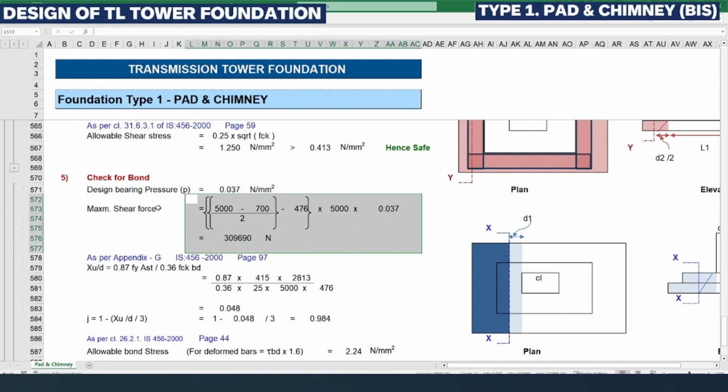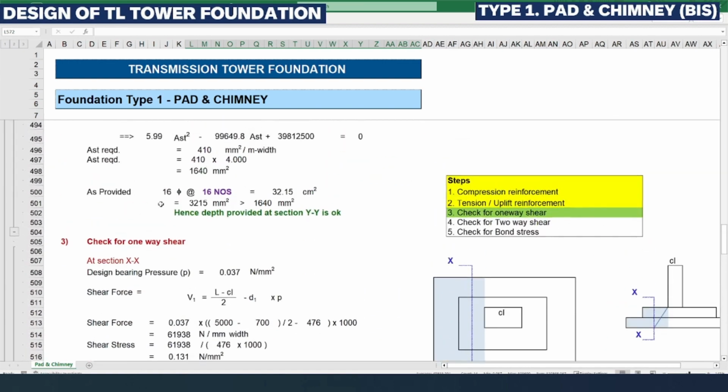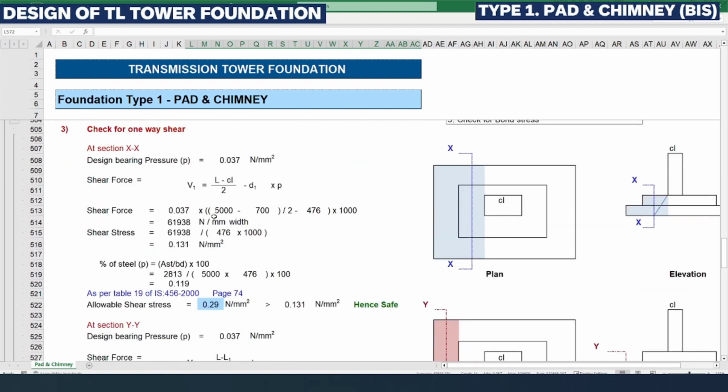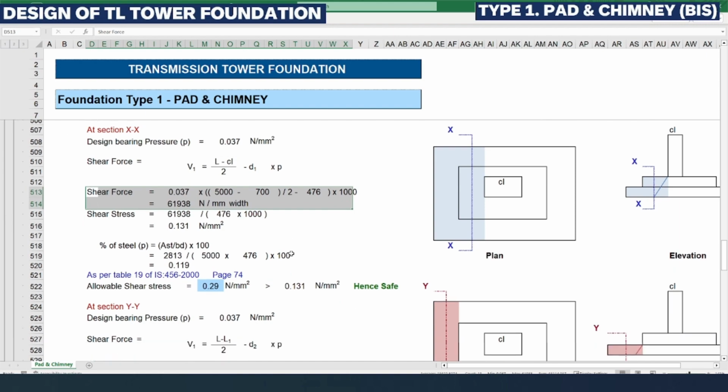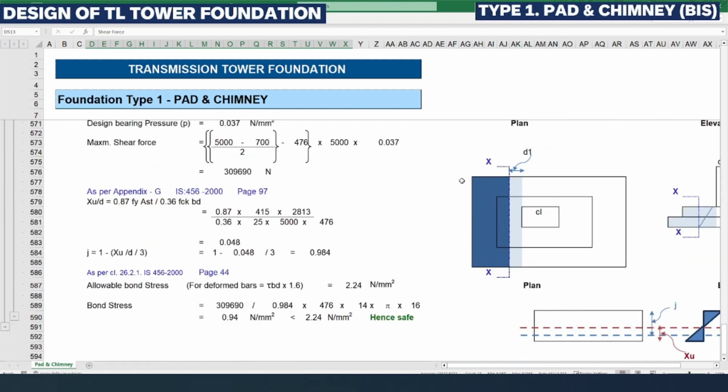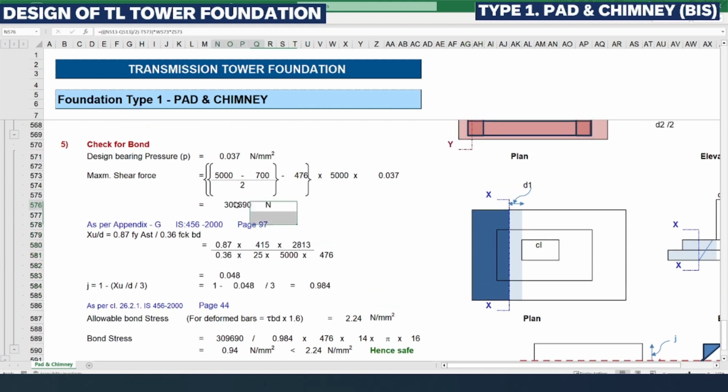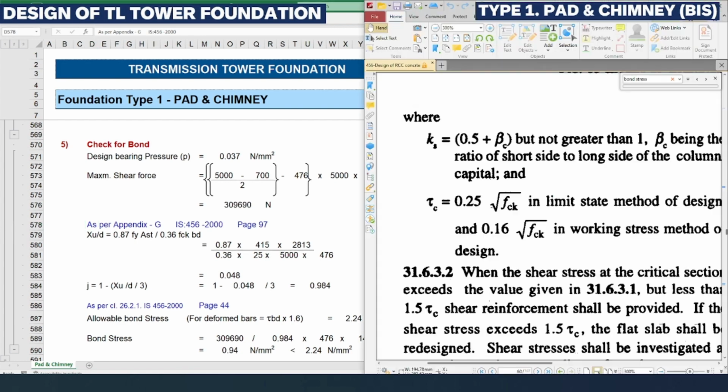The only change between this one-way shear calculation and the bond shear is that here we had considered only 1 meter, but in this case we are considering the total span of 5 meter. So that is the difference. Then the maximum shear force is 309690 Newton. Then we need to refer to appendix G.